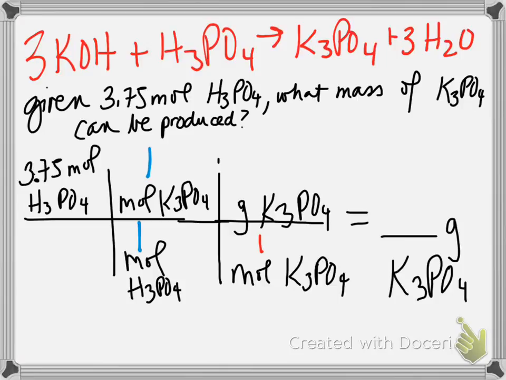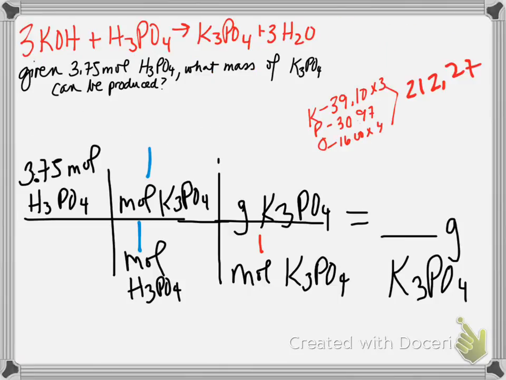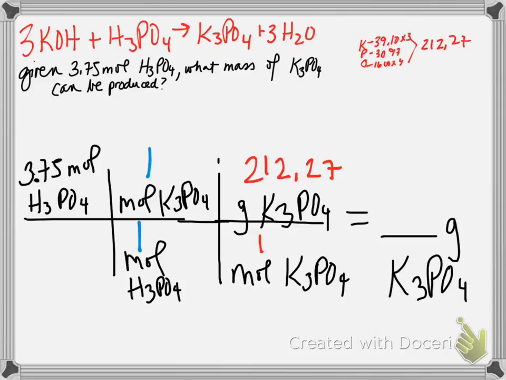Now, we're going to get that number for grams of K3PO4 from adding up the molar mass of K3PO4. So we've got to do a little bit of work here. For the molar mass, I'm getting 212.27 grams of potassium phosphate in a single mole of the stuff. And that's, of course, doing my standard trick of going to two decimal places.